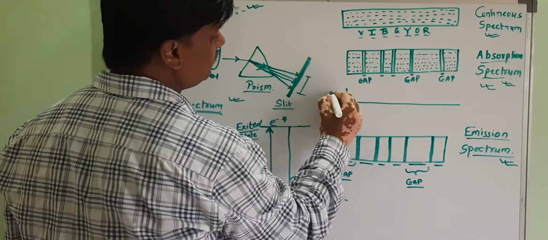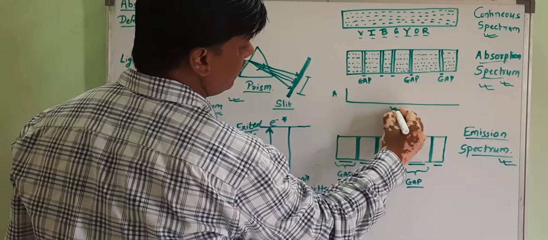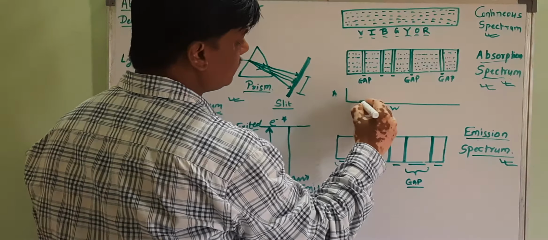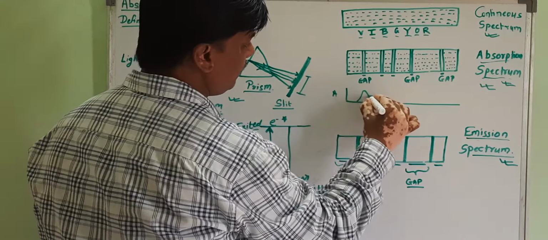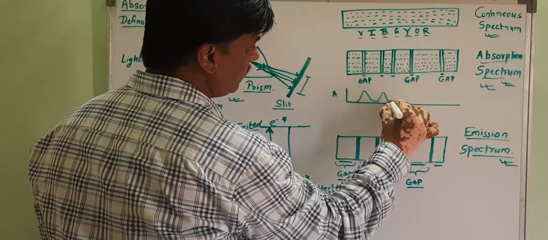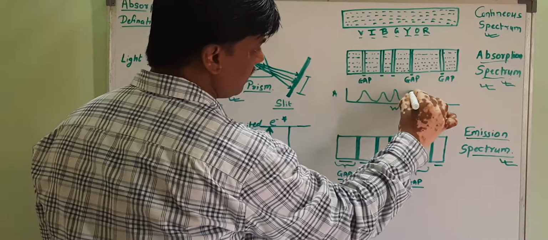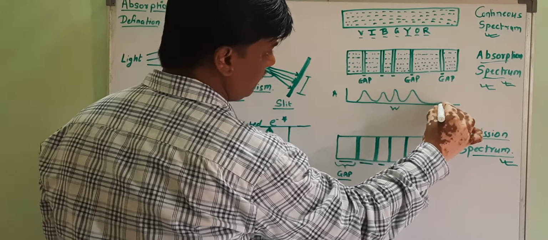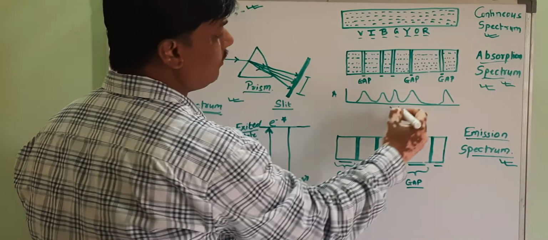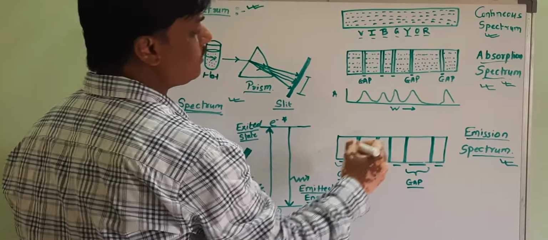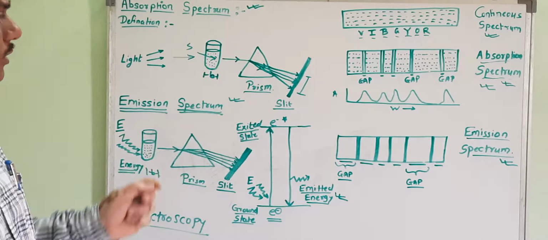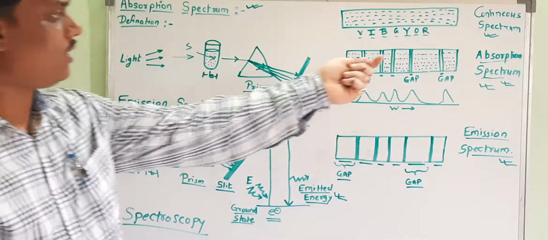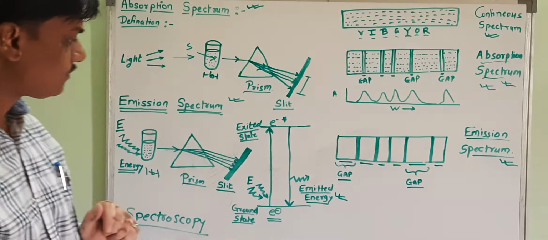of absorption against wavelength, we will get a kind of peak where the gaps are present. That means that particular wavelength of light gets absorbed by the molecule. This kind of pattern is called the absorption spectrum.